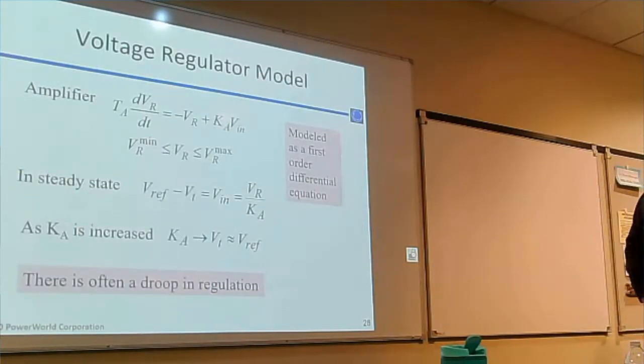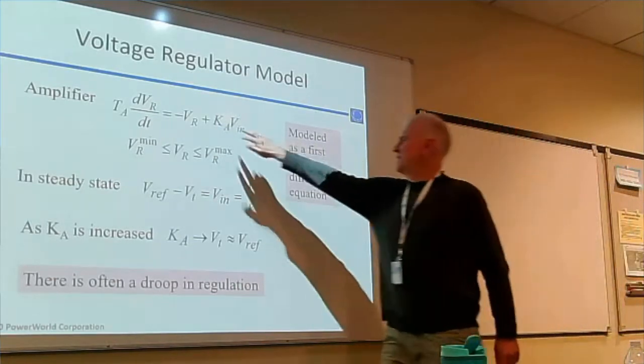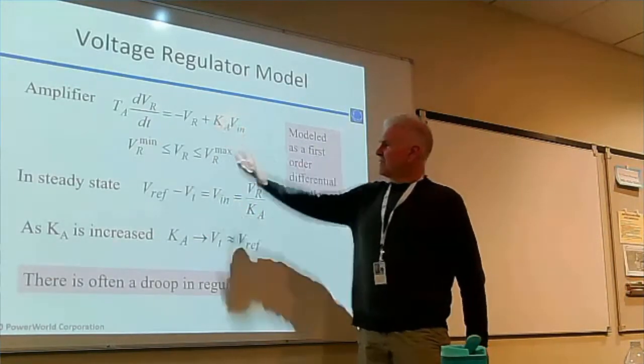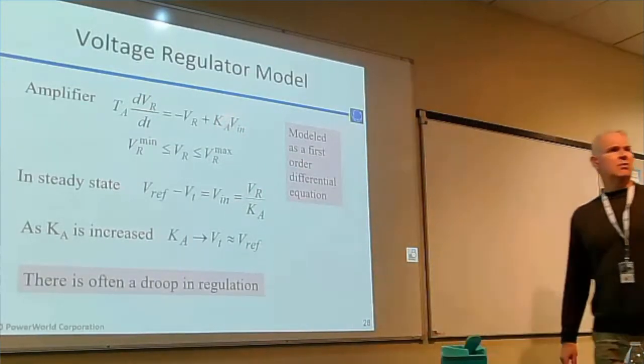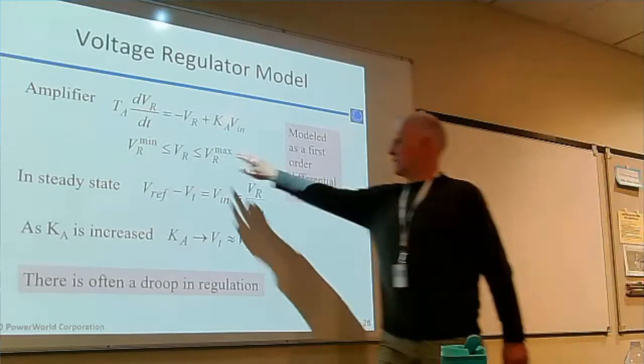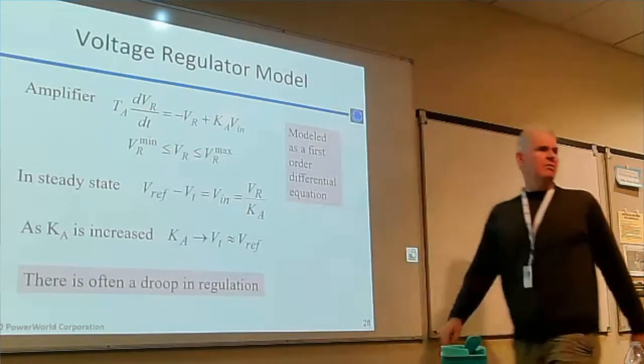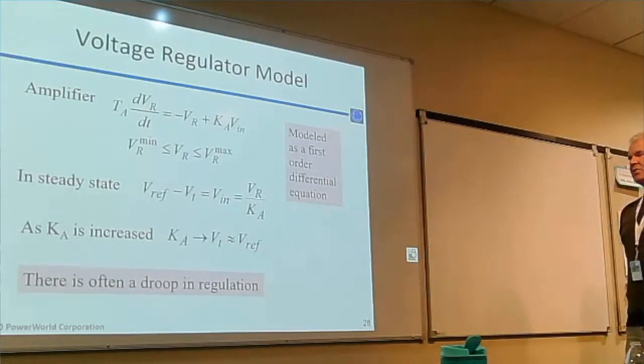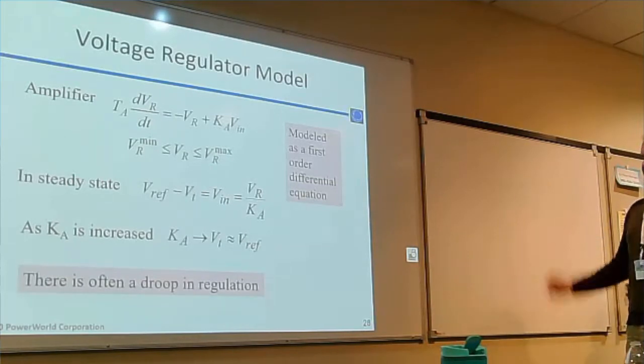This is the voltage regulator model. It's pretty much just a model for an amplifier. We've got some gain on our amplifier. Ka is the gain here. And then we've got some time constant associated with the amplifier, and some limits associated with the output of the amplifier. And that's going to be the control that we'll go through an example of in just a second.